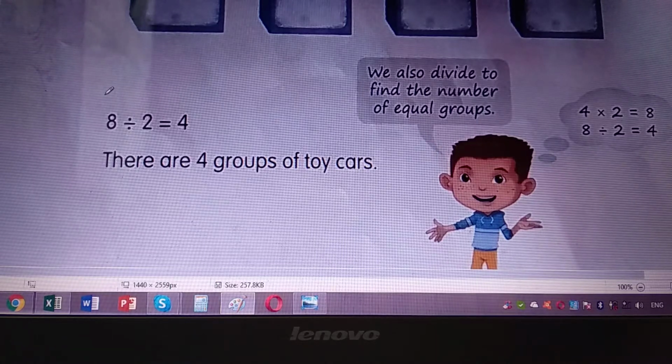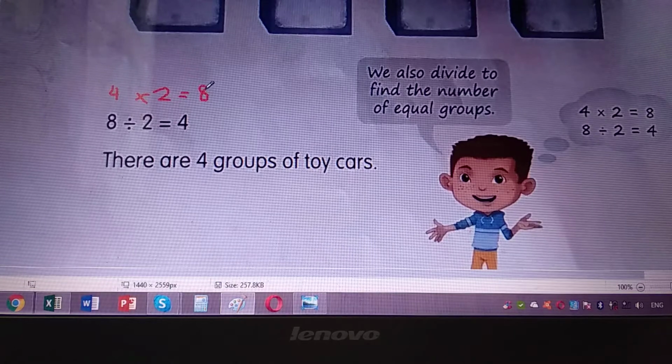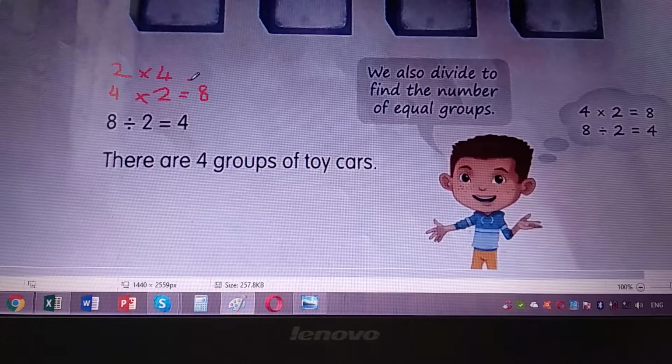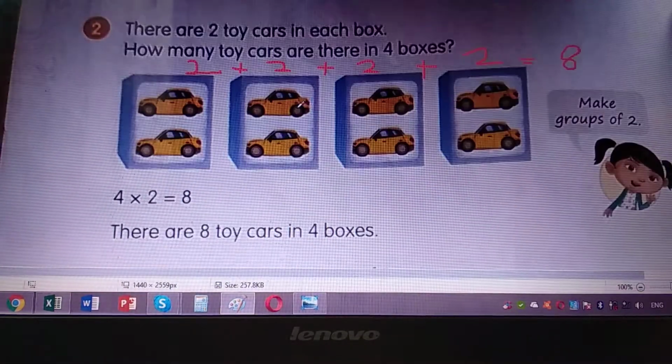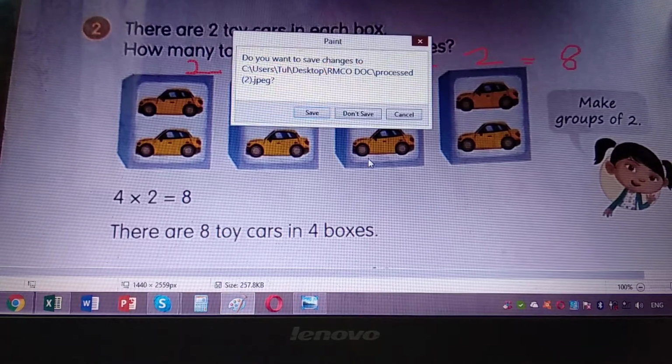So you write there 4 times 2 equals 8, or 2 times 4 equals 8. 2 groups of 4, 4 groups of 2. Same answer, 8. See, reverse. 8 to 4, 4 to 8, or 2, 4, 8. It won't change a bit, as long as you memorize your table 2, table 3 until table 10. Now let's go to the next one.